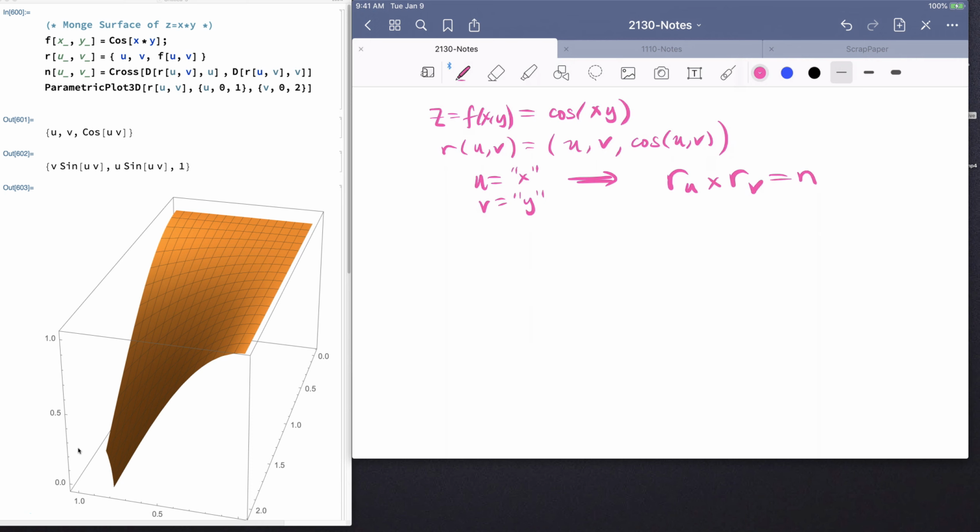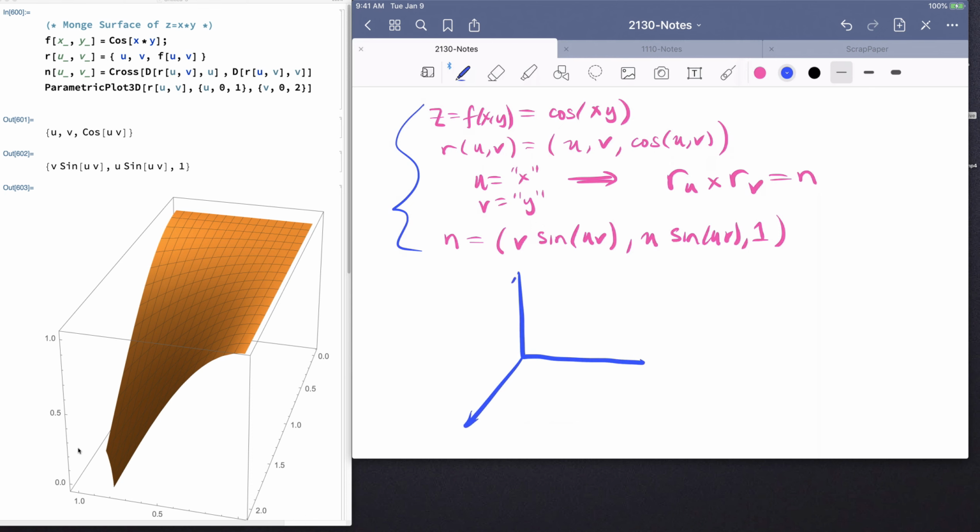gives us something called the normal vector. And we can see in this example, and you can check for yourself, that the normal vector r_u cross r_v is v multiplied by sine of uv, u sine of uv, and then 1. Okay, and what we're seeing here and how to interpret these results, if you're just drawing a general picture, just trying to get a sketch of what's going on here in the xyz space, you could choose a UV. So for example, maybe U is equal to 1 and V is equal to 2.